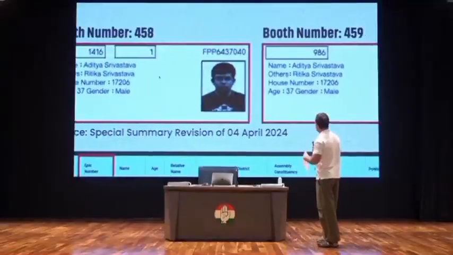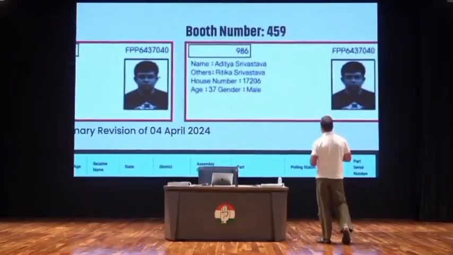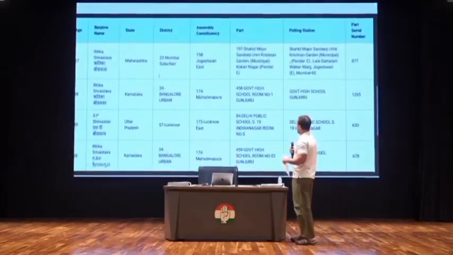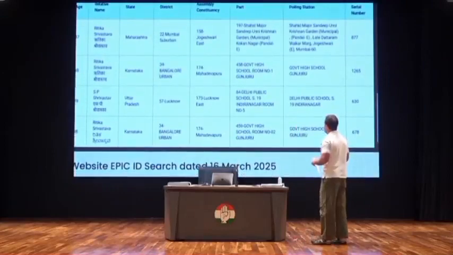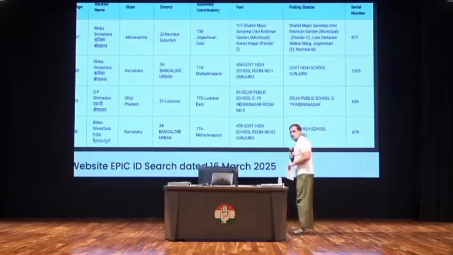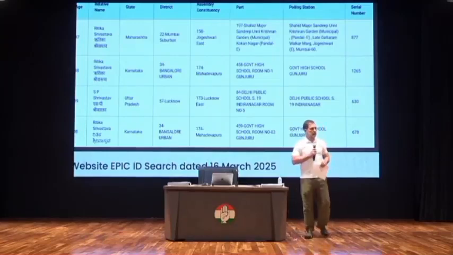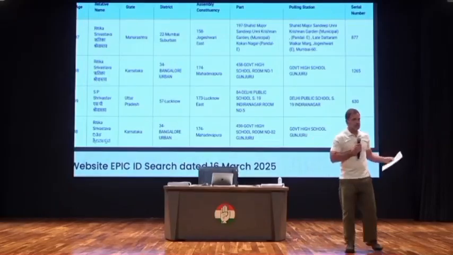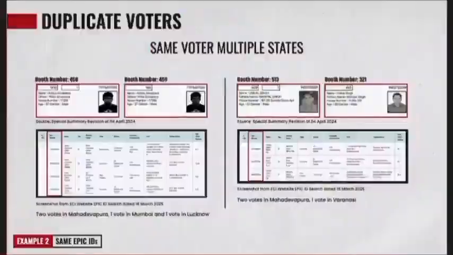He votes in booth number 458, same person. He votes again in booth number 459, same person. Go down. And then this gentleman goes Karnataka, Uttar Pradesh, Karnataka and Maharashtra. So he's got his name on 4 lists, different states, different polling booths. And I remind you, this is not an individual. There are thousands and thousands of these people that we found.